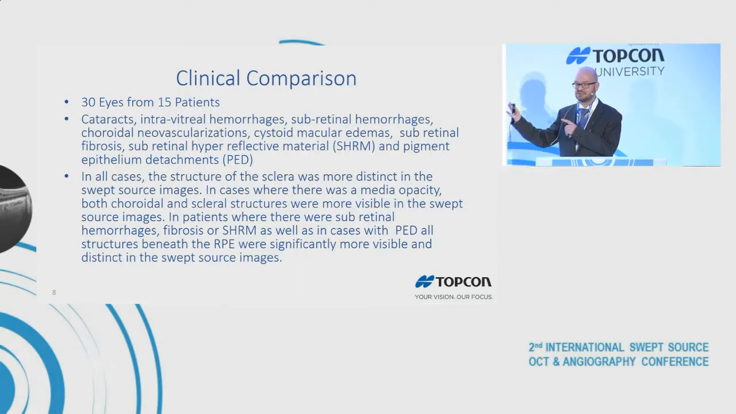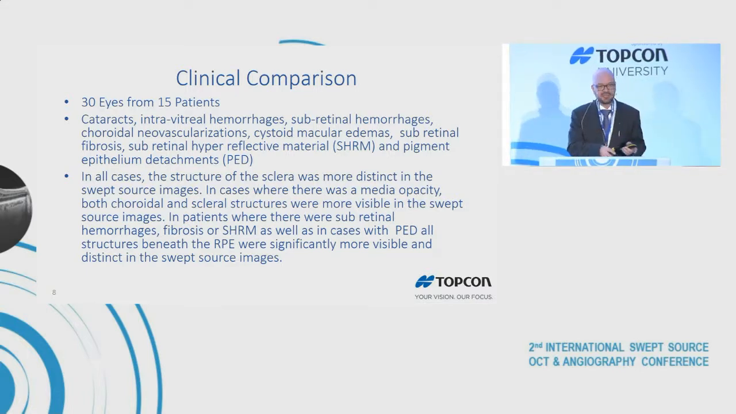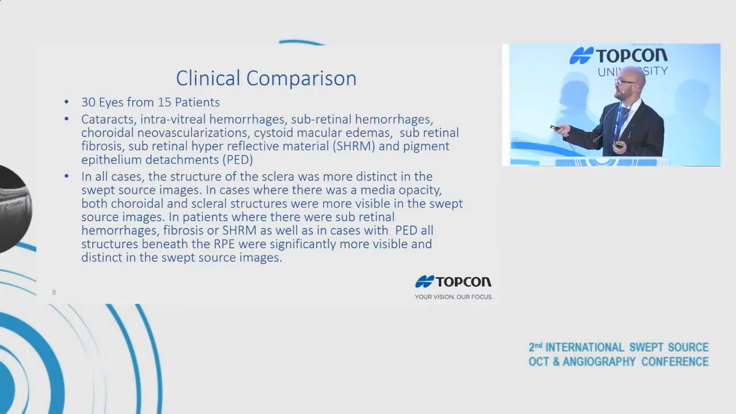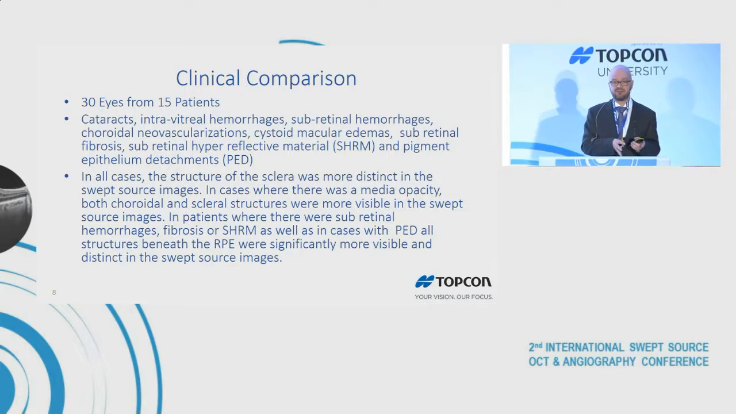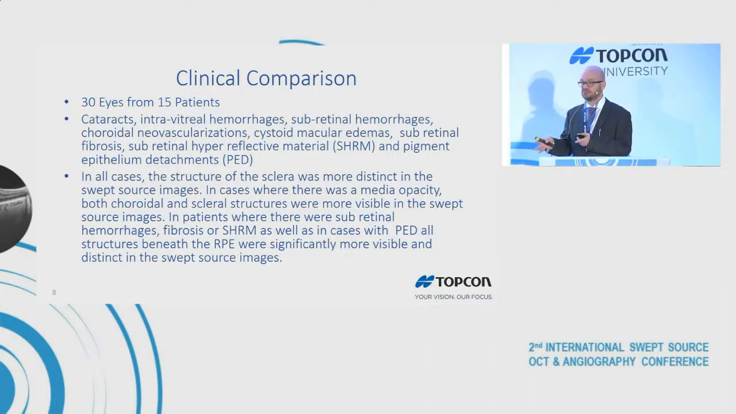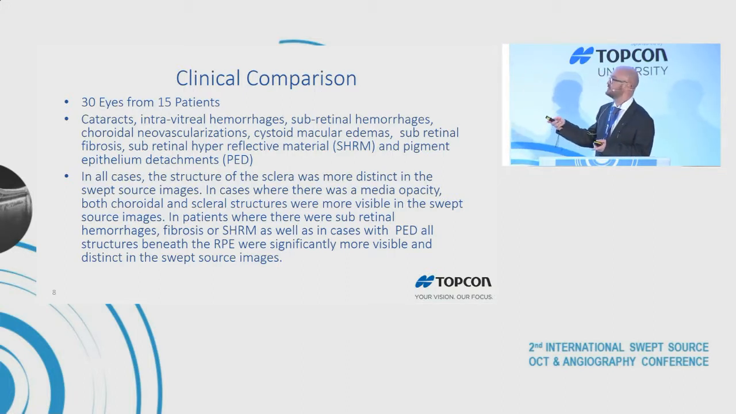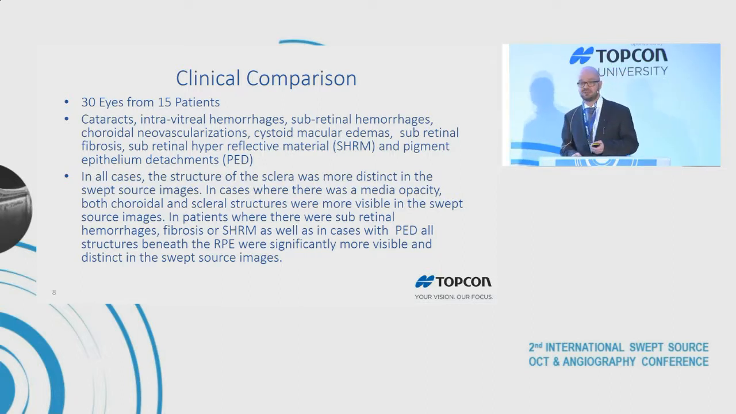was to take the same concept, take 30 consecutive eyes of 15 patients, and look at them with different machines. So on one hand, we would use a Triton, and then we would use other machines from other manufacturers that were spectral domain, and I wanted to see if there was a difference in penetration and visibility of the different pathologies. So again, we had all of these patients with cataracts, with intravitreal hemorrhages, subretinal hemorrhages, neovascularizations, cystoid macular edemas, subretinal fibrosis, subretinal SHRM, and pigment epithelium detachments. And I wanted to really visualize that the penetration is better if you use swept source.